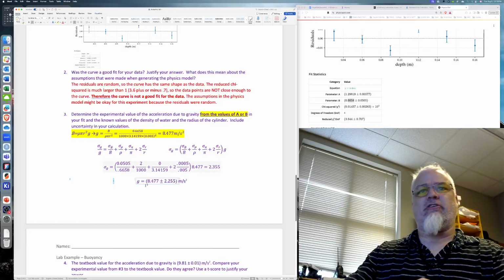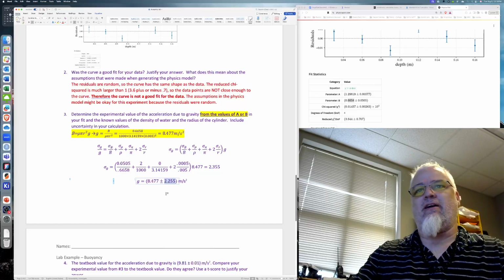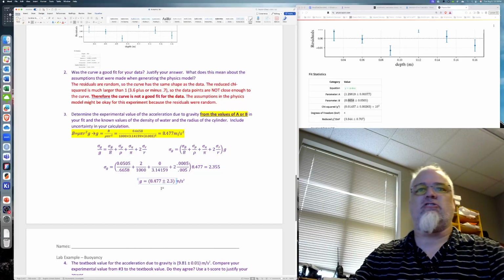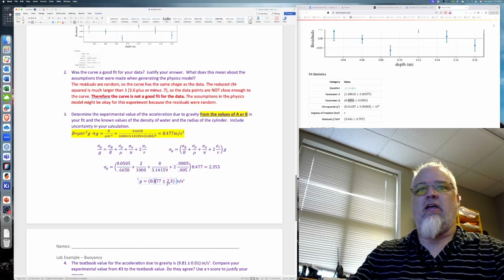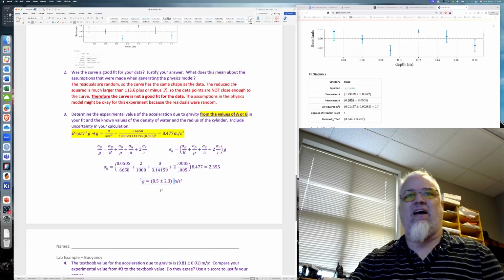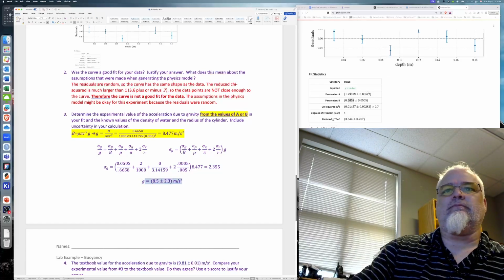And this is almost perfect, but we need significant digits. Remember that uncertainties always have only 1 or 2 significant digits. And this is in the range where it would need 2 significant digits, 2.3. So this 2 means there's a plus or minus of 2 in that 8. This 3 means there's a plus or minus 3 in that 4. And we didn't keep any extra digits beyond this 3, so we don't need to keep any extra digits beyond that 4. So this is going to be 8.5 plus or minus 2.3. That's my final answer for determining the experimental value of the acceleration due to gravity.